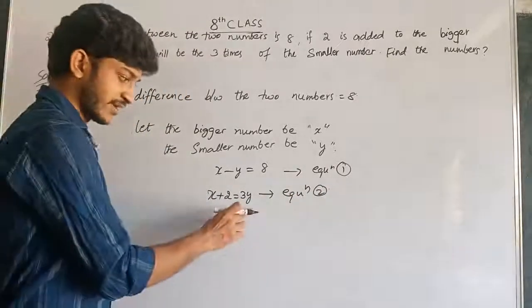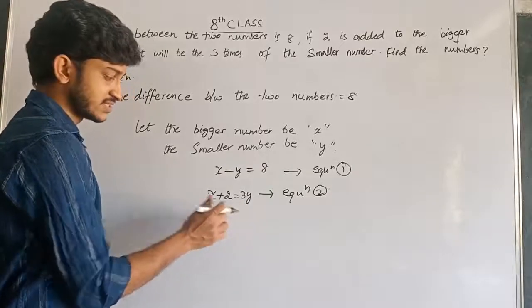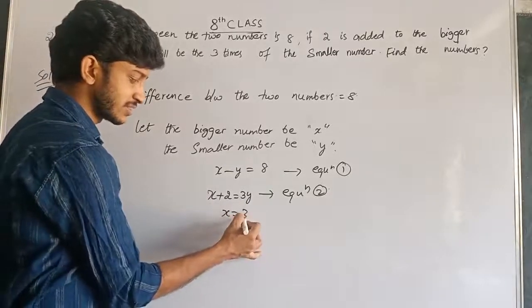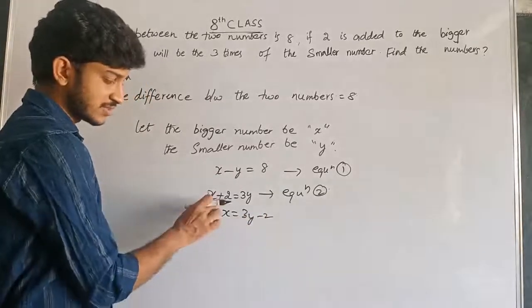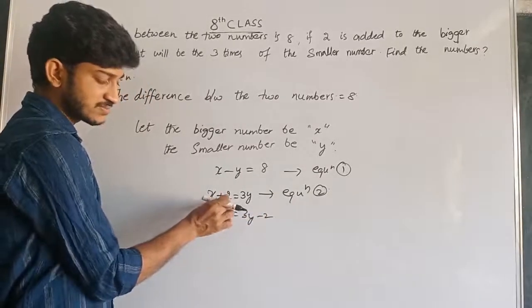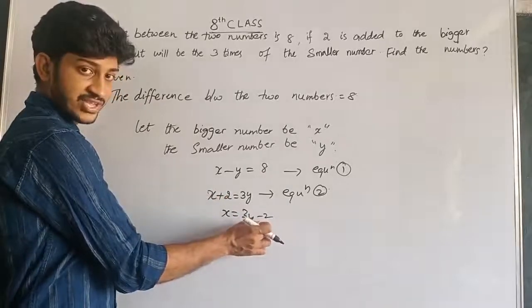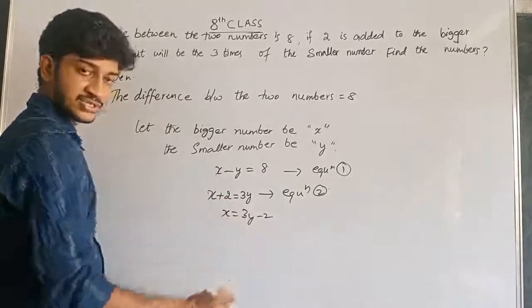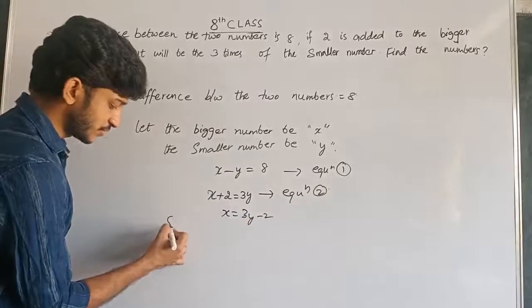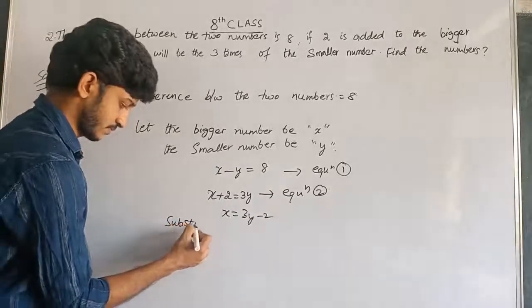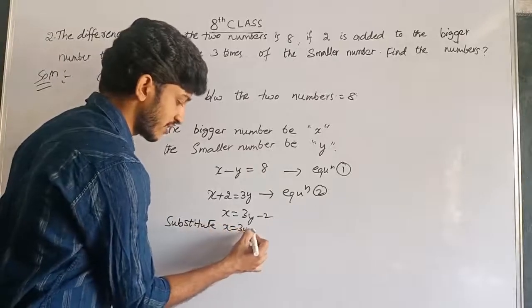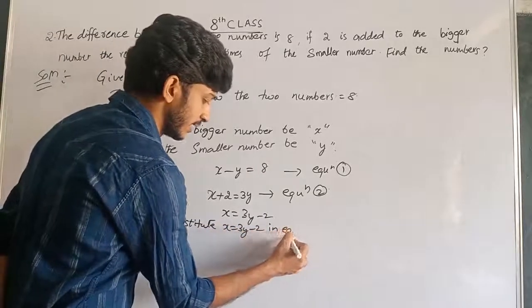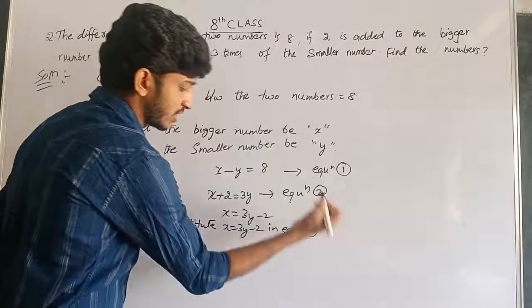From this equation, x equals 3y minus 2. I want only the x value, that's why I am sending plus 2 to the right side of the equal sign. Then it becomes 3y minus 2. So substitute x equals 3y minus 2 in equation 1.